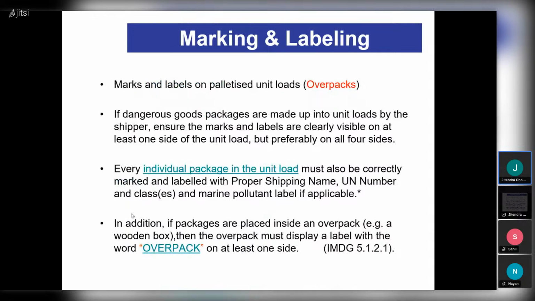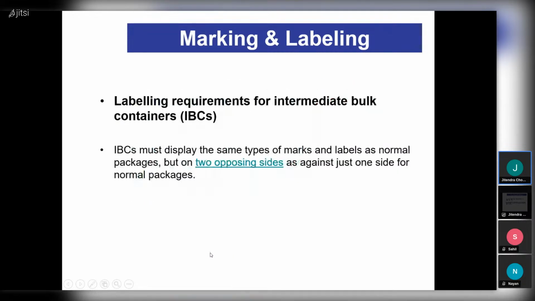So if it is an overpack, how will you mark? Every individual package in the unit load must also be correctly marked and labeled with proper shipping name. If it is a marine pollutant, you should mark it marine pollutant. If it is an overpack, you should mark it overpack. Then the marking should be on both the opposite sides, on each side.